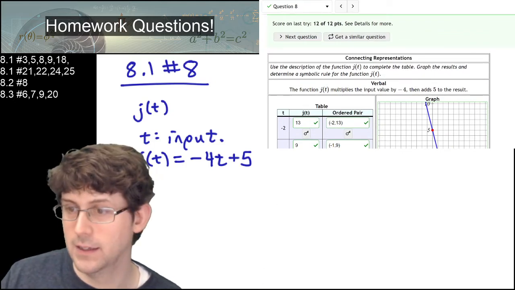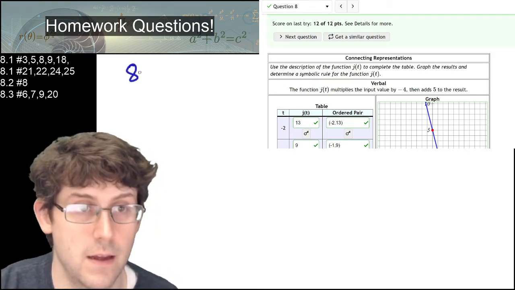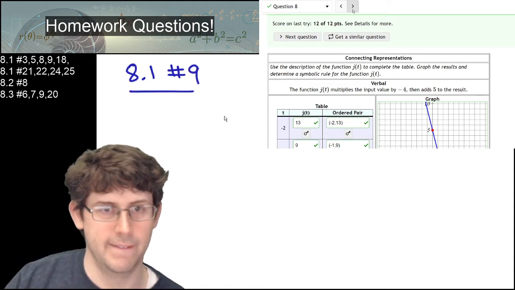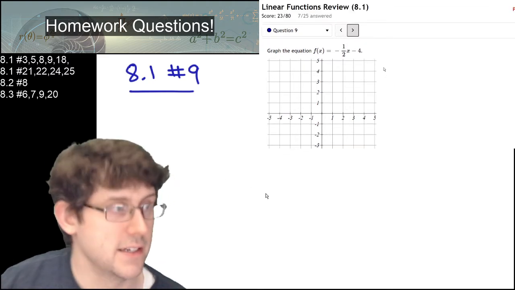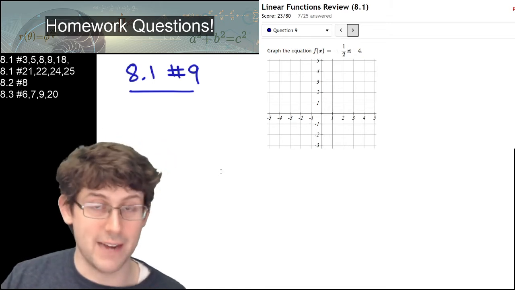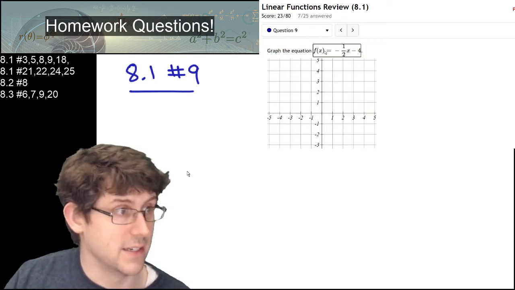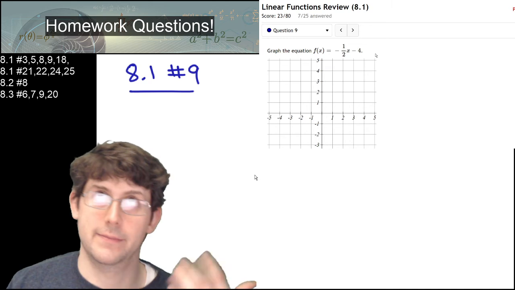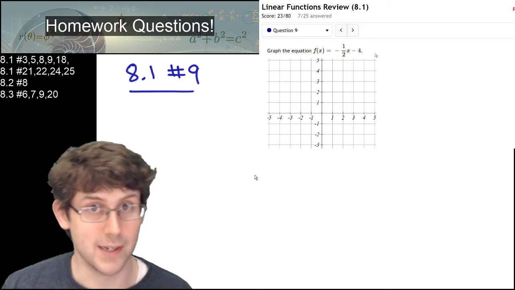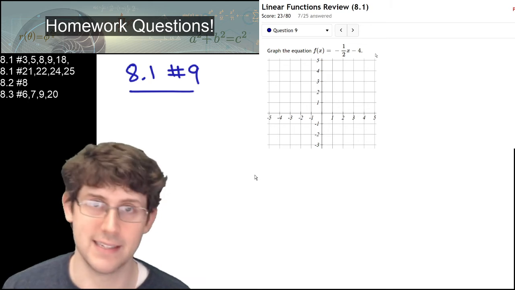Cool. Next up is 8.1, number 9. It says graph the equation, and here's the equation. Now, the main thing you need to do to be able to graph this equation is plug in x's and get y's, which are these f of x. Now, if you know something about the function, you might decrease the number of points you have to plug in. But worst case, you could always just plug in like 12 points and then plot them, and something would happen.